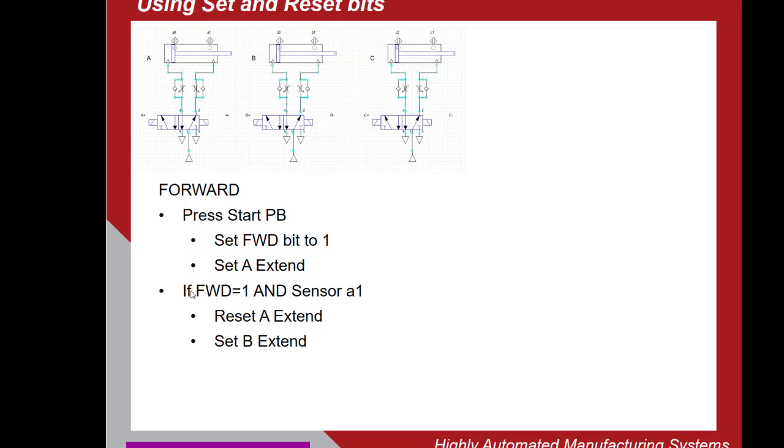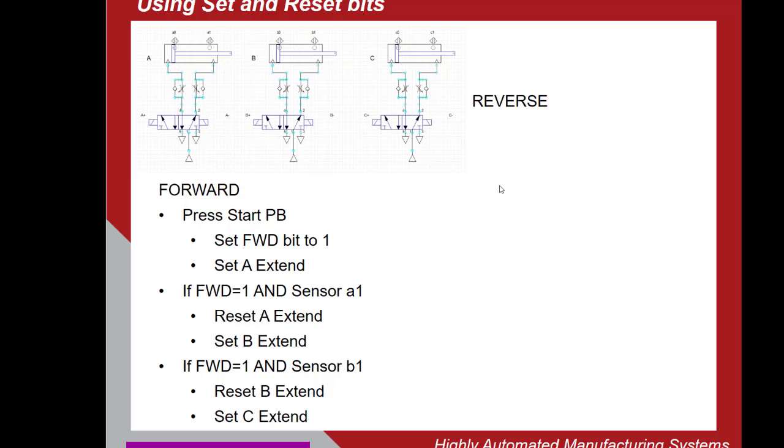And then the next statement is going to be the same. If forward is true and sensor A1 is true, at that point we're going to reset the A extend output to turn off the solenoid and set the B extend. So each time we're going to turn a solenoid on, we're going to turn the last solenoid off that doesn't have to stay on. And then when sensor B is true, we're going to reset B extend and set C extend.